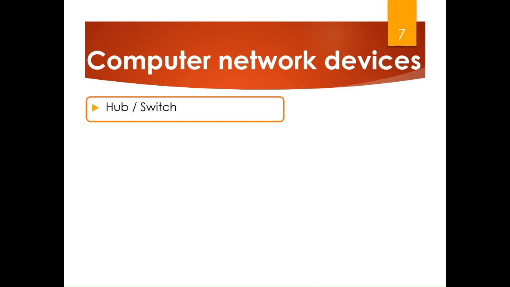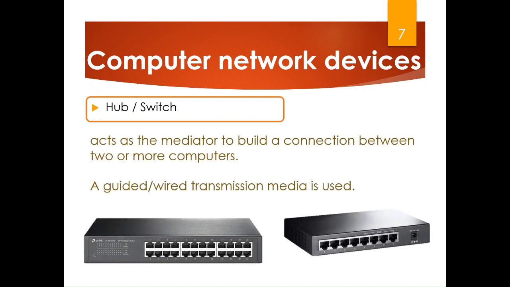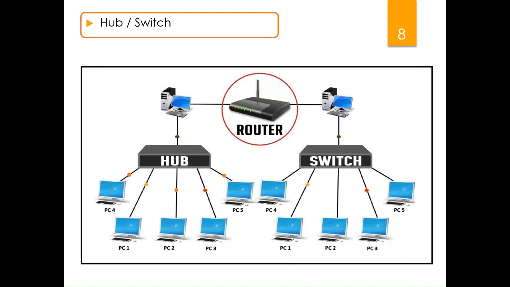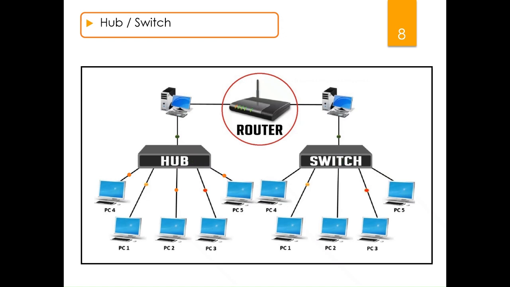A switch or a hub is used to connect multiple devices inside a network. These devices use wired connections and act as the mediator between computers. But even though they look similar, there is a difference between these two. A hub sends incoming data to all connected devices, even the ones that don't need it. This can cause traffic and slow down the network. A switch is smarter. It sends data only to the correct device that requests it, which makes the network faster and more secure.